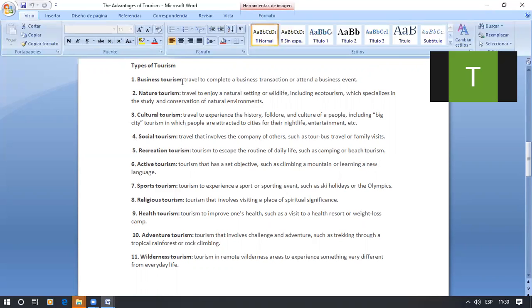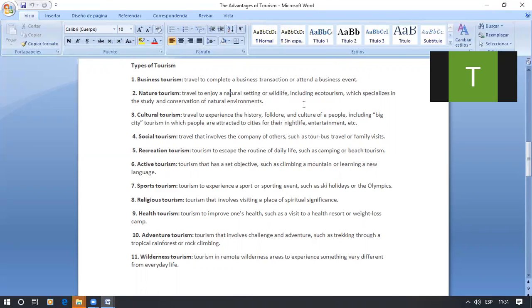Well, first we talked about business tourism, and we mean this is when people travel to complete a business transaction or attend a business event, a business conference, for example, or a business meeting. That's the idea of business tourism. And then nature tourism is when people travel to enjoy a natural setting or wildlife. And this, of course, includes ecotourism, which specializes in the study and conservation of natural environments.